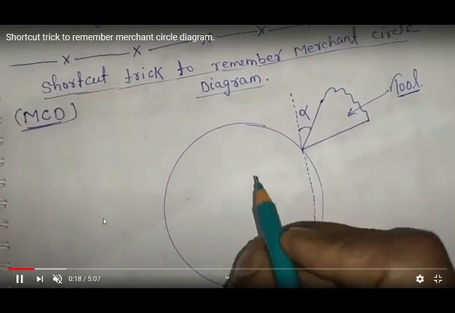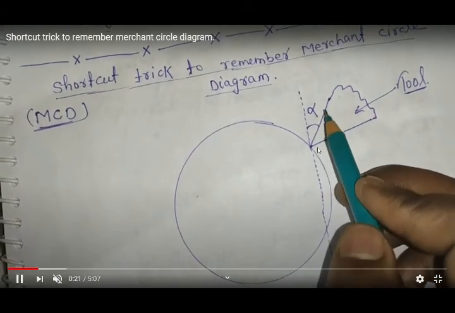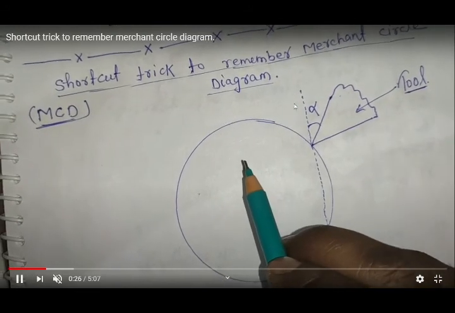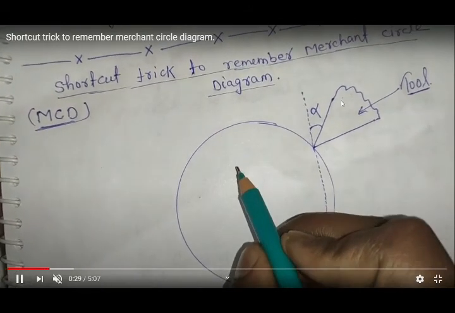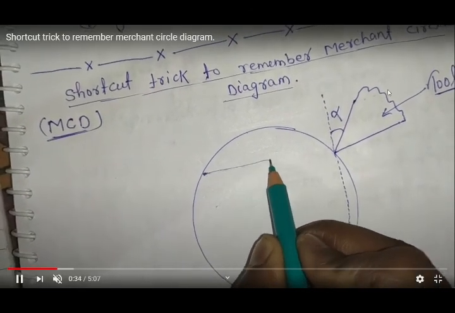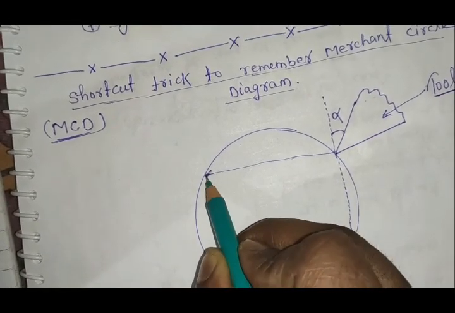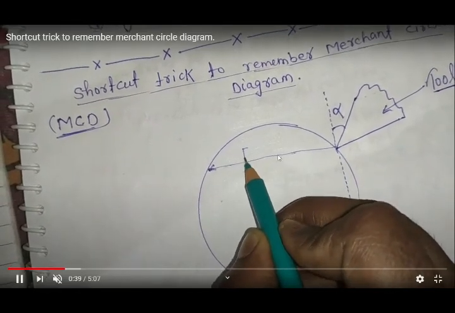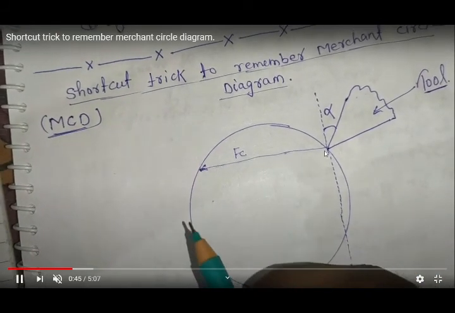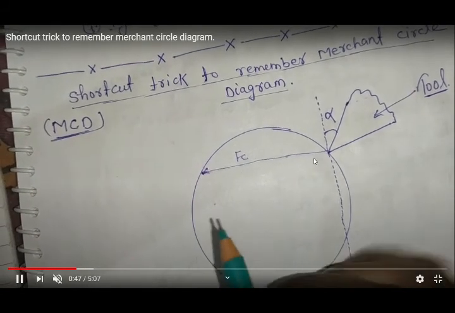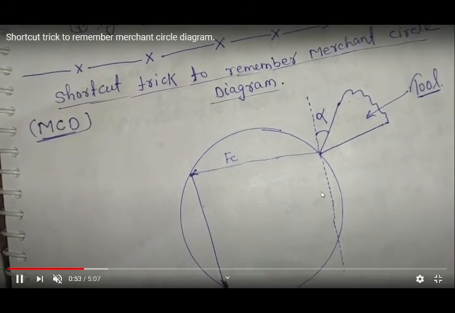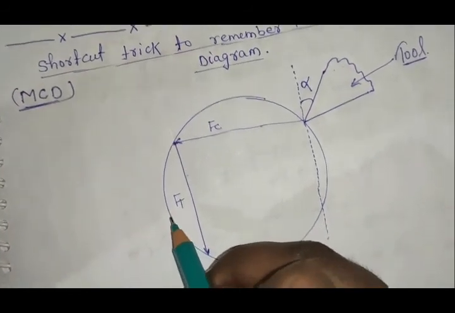How to draw the Merchant circle diagram? Easily you understand that. First we draw one circle and one vertical line, and this is the tool. And then, this is the first line, Fc, the cutting force. And next, vertically, that is the Ft.